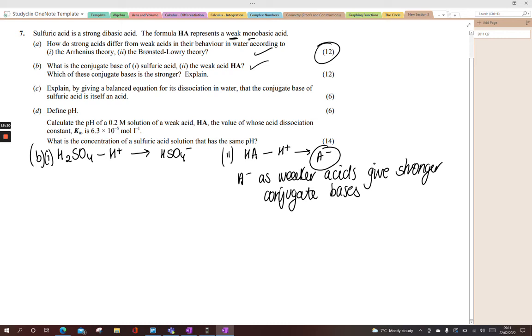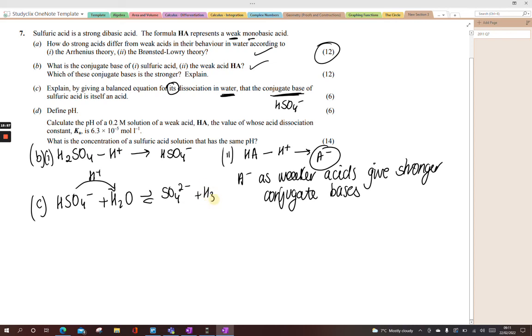Explain by giving a balanced equation for its dissociation in water that the conjugate base, which is our HSO4 minus, the conjugate base of sulfuric acid, is itself an acid. Jeez, that's wordy. So I've got the conjugate base, HSO4 minus, its dissociation in water, H2O. It's an acid, so it's going to be a proton donor, according to Bronsted-Lowry. And what you're left with is SO4 2 minus plus H3O plus. So that's it done. It's tough.